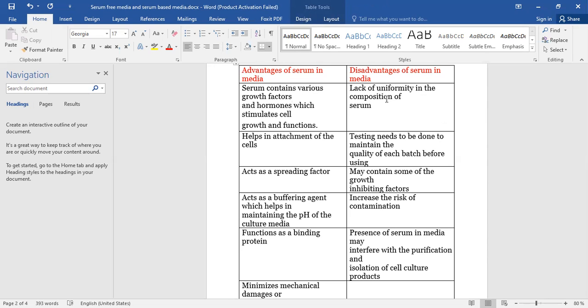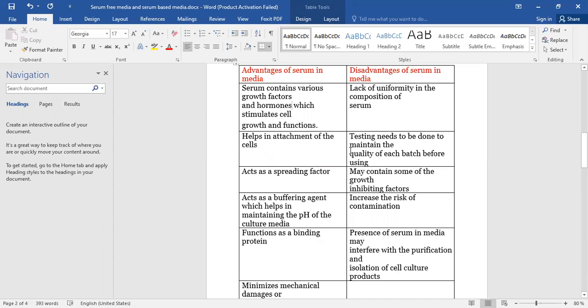For example, suppose we depend only on the serum for the growth of the cell, then it may be possible that serum may or may not contain all the nutrients. It varies from serum to serum, so they do not have uniform nutrients. The next advantage is it helps in the attachment of the cells. There are two types of cells, adherent cells, and the second type which floats in the media. For the adherent cells, it will help in the attachment of those cells.